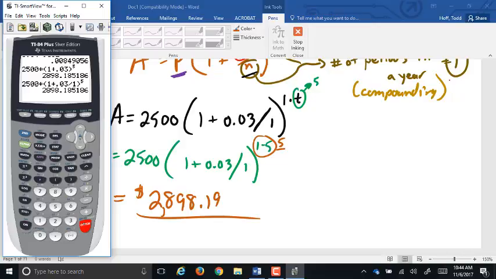Did it come out better that time? Okay, perfect.